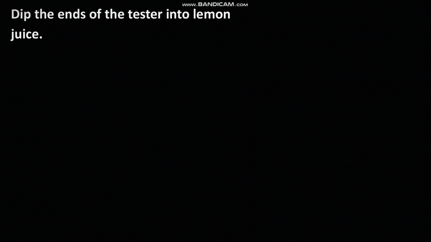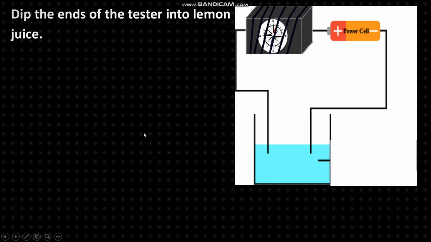Now let us see how we can test the conductivity of a liquid, whether a liquid is a poor conductor or a good conductor, using this tester. For that we have taken lemon juice. Dip the ends of the tester into lemon juice. So we can see here the needle shows deflection.